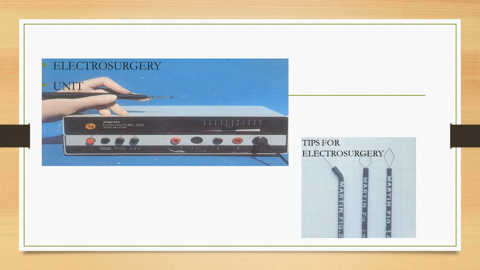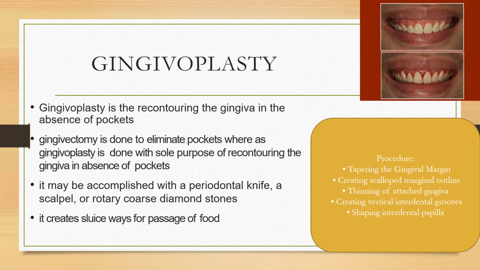So this is an electrosurgery unit, and these are the various loops for electrosurgery. There are tips for the loop, the incision blade, and the diamond loop. These are the different types of electrocautery tips. Coming to the subdivision, or you can call it a separate portion, there is gingivoplasty. It is always needed along with gingivectomy, or it is needed alone also.